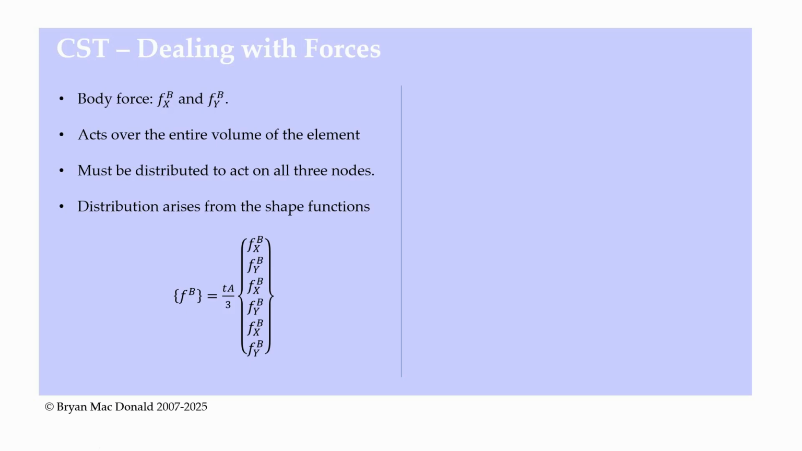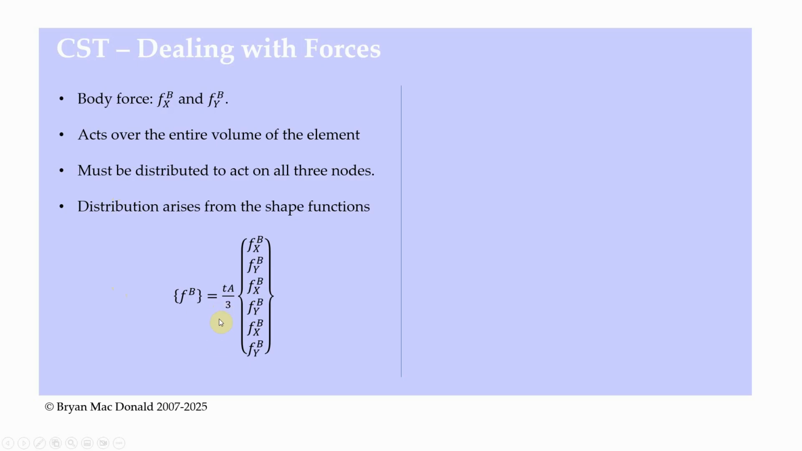So in FEA, we sometimes want to apply a load to an element or to an edge of an element, but the only way FEA can deal with loads is if they're applied to the nodes. So we must find some way of distributing a load that's applied to an element or an edge onto the nodes. So the distribution comes from the shape functions. Okay, so I'm not going to go through the derivation of this or where it comes from.